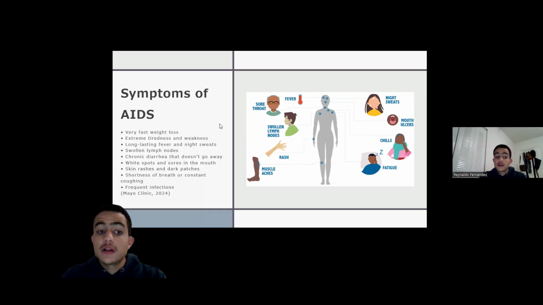And also we have white spots and sores in the mouth that look like herpes, and that caused a lot of misinterpretation, where people thought that people who have AIDS also have herpes, but it's not. It's just basically sores that develop around the mouth, which look similar to herpes, but it's not. Herpes is a different virus, completely different from HIV. And then we have also shortness of breath and constant coughing. And then we have also frequent infections. These are the common signs of AIDS.